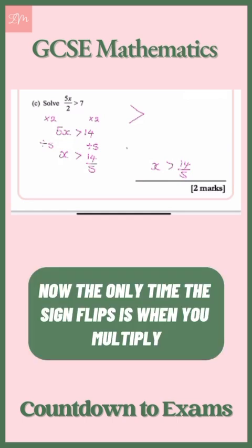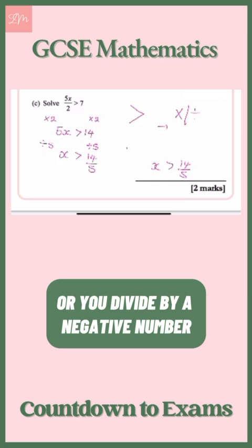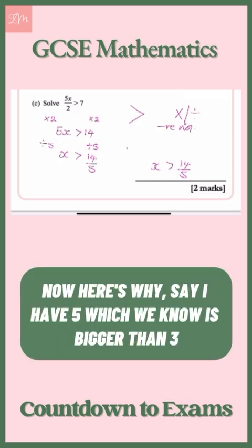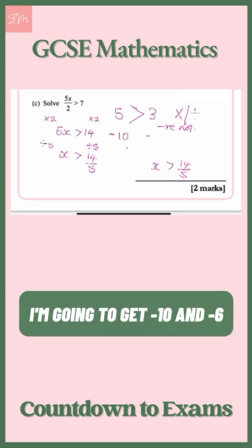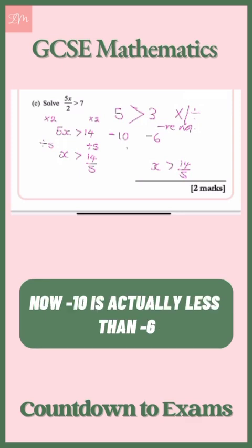Now, the only time the sign flips is when you multiply or you divide by a negative number. Now, here's why. Say I have 5 we know is bigger than 3. Say I multiply both sides by minus 2. I'm going to get minus 10 and minus 6. Now, minus 10 is actually less than minus 6.